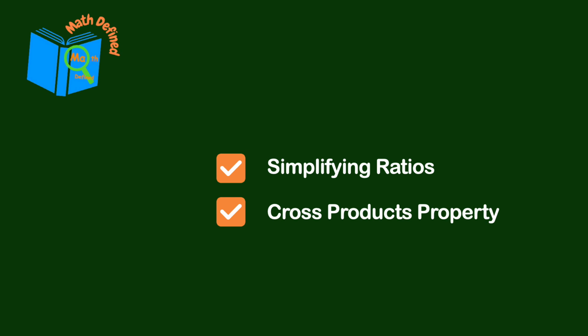We explored 2 simple ways to check for proportional relationships: simplifying ratios and using the cross products property.